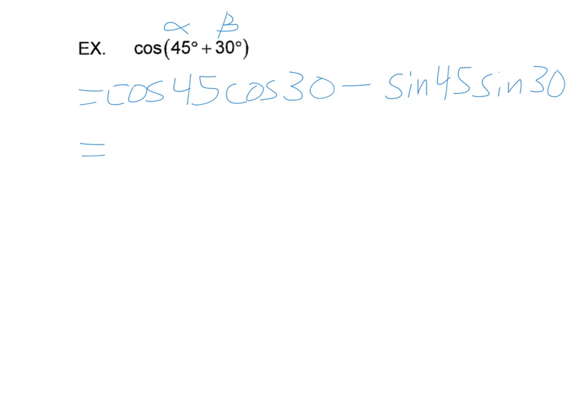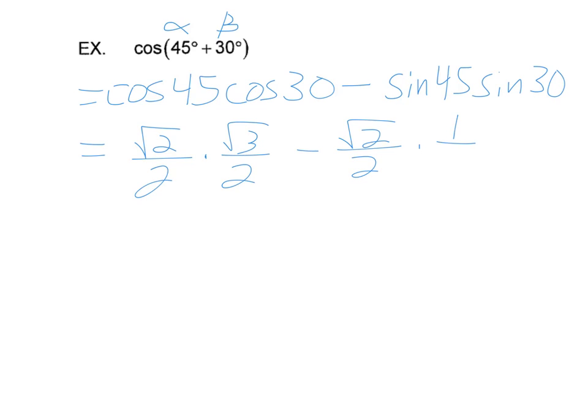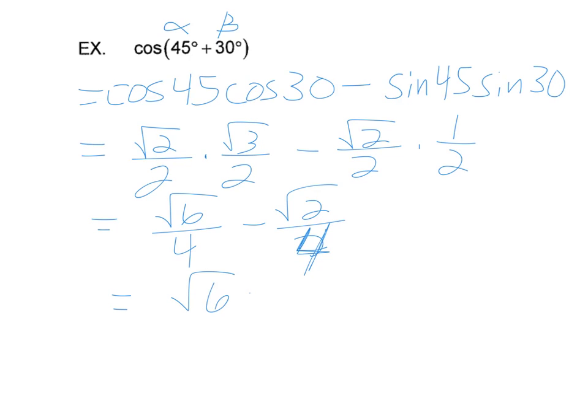Now go to the unit circle, look up all those values. The cosine of 45 is square root of 2 over 2. Cosine of 30 is square root of 3 over 2, minus sine of 45, square root of 2 over 2, sine of 30, 1/2. Multiply tops, multiply bottoms, square root of 6 over 4 minus square root of 2 over 4, square root of 6 minus square root of 2 all over 4.